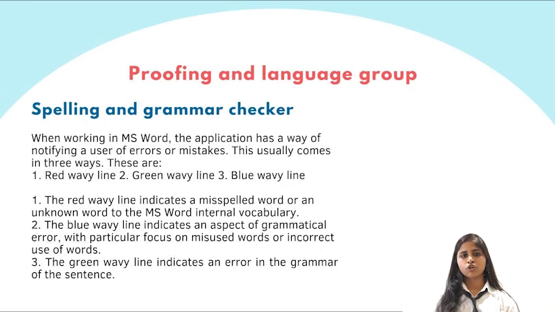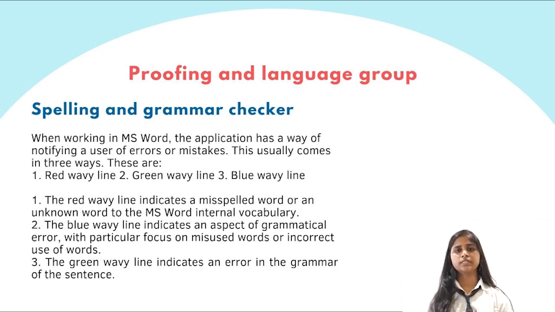Now coming to the next topic, that is the Proofing group. First of all, we will see about it, then we will see what things are included in this topic. This is generally for the spelling and grammar checker. When working in MS Word, the application has a way of notifying a user of errors or mistakes we have made in typing the text.